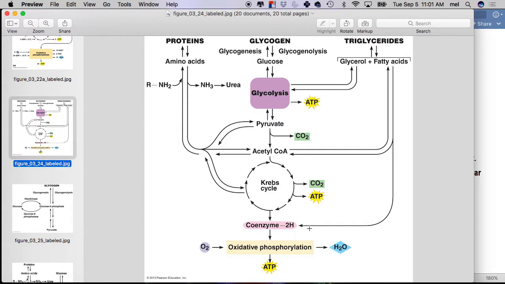That means that in the presence of oxygen, a single molecule of glucose, one time through cellular respiration, can generate what range? 36 to 38 ATPs. Okay, question for you now. In the absence of oxygen, a single molecule, one time through, can generate how many ATPs? 2, one time through, right?